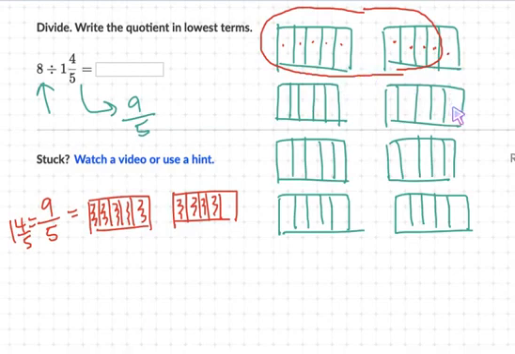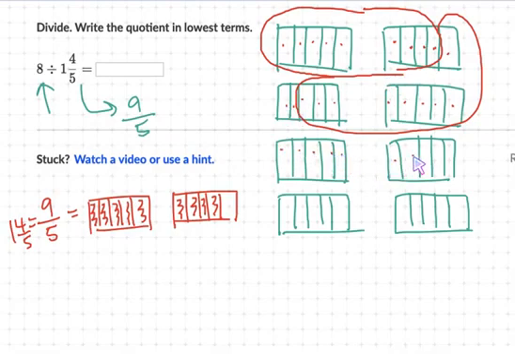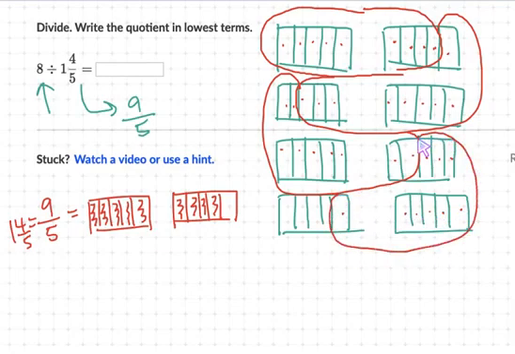So here I have 1, 2, 3, 4, 5, 6, 7, 8, 9. So I'm circling this group. At the end, my answer is going to be how many groups that I circled. 1, 2, 3, 4, 5, 6, 7, 8, 9. And it doesn't look like I'm going to be able to complete my last group. 1, 2, 3, 4. And I have 4 left.